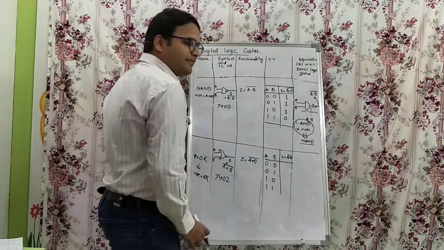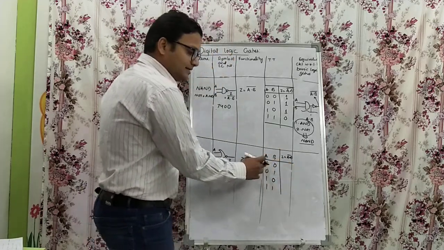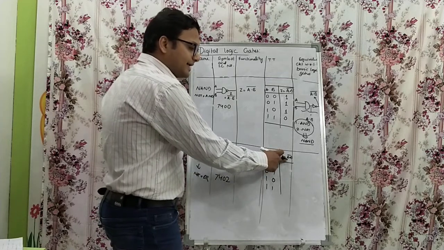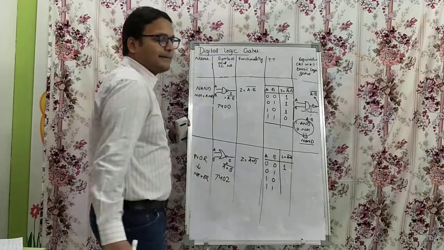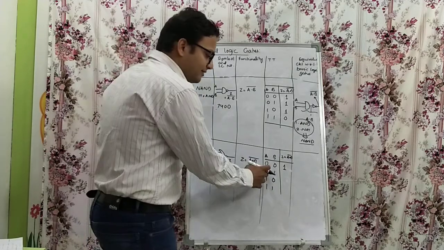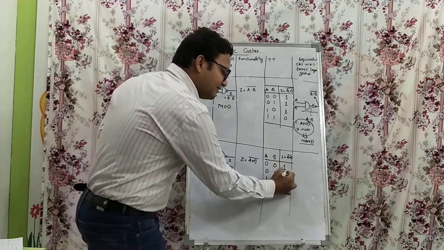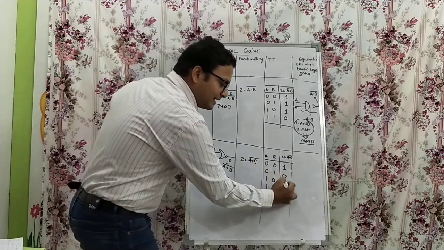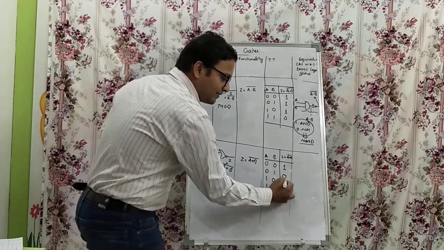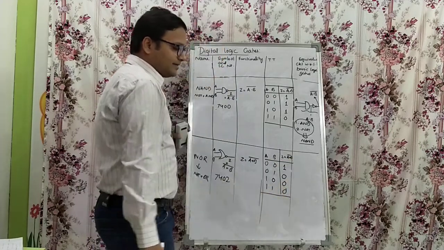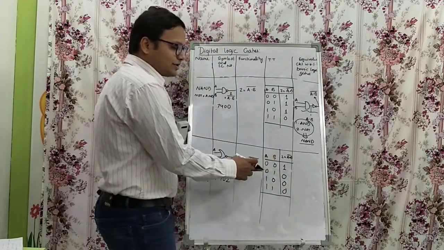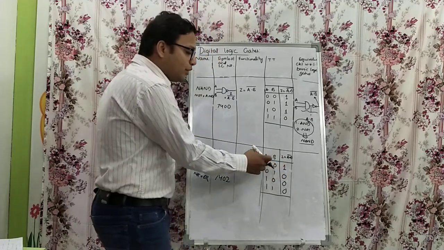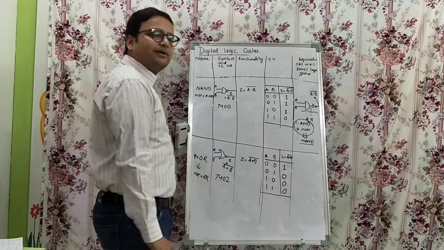So 0 0: 0 plus 0 is 0 in the OR gate, so inverted it's 1. 0 plus 1 is 1, which is inverted. 1 plus 0 is 1, inverted. 1 plus 1 is 1, inverted. So what do you understand from this? The output of the NOR gate is 1 only when both the inputs are active low.